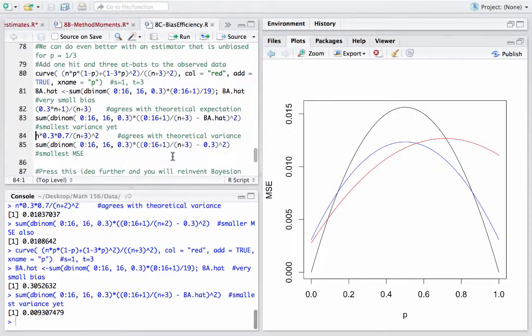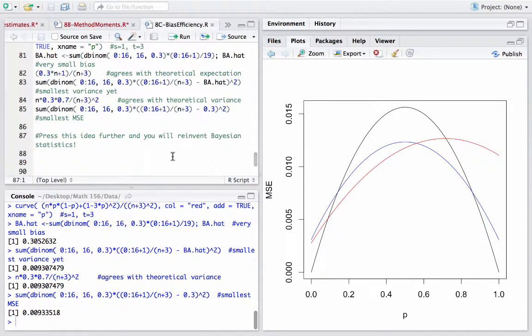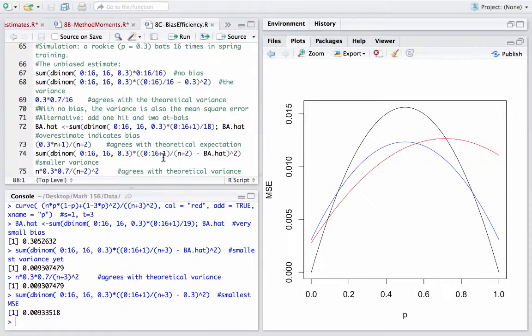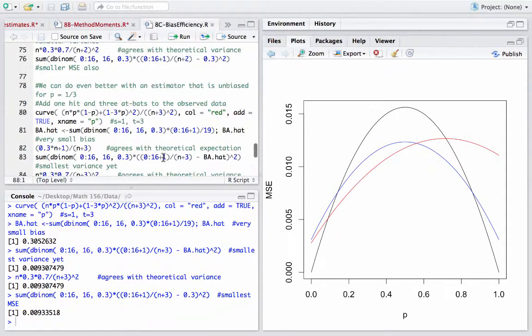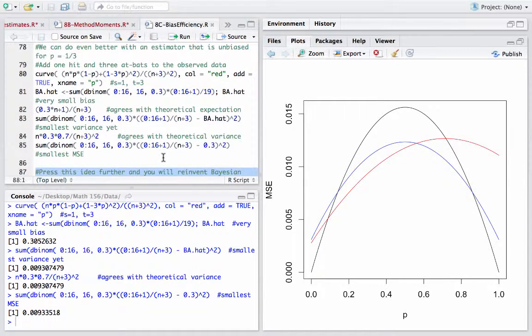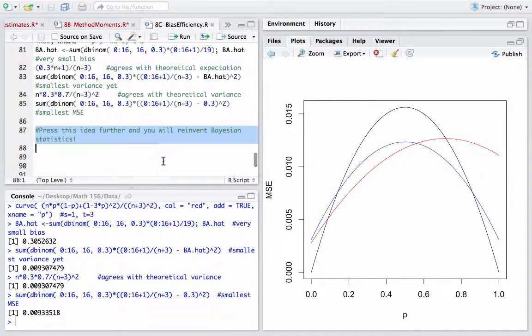And Paul once again goes through and shows the expectations and variance, and then he says if we press this idea further, we'll reinvent Bayesian statistics. And he's right. We could imagine having some prior guess about what p is, which is essentially what these biases would be. If we had reason to think it was 1/2, we might bias our data in favor of 1/2. If we had reason to think it was 1/3, etc. And that's an idea that we'll explore a little further in subsequent weeks.